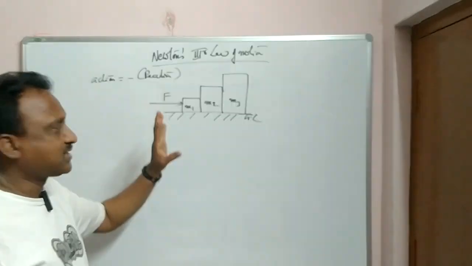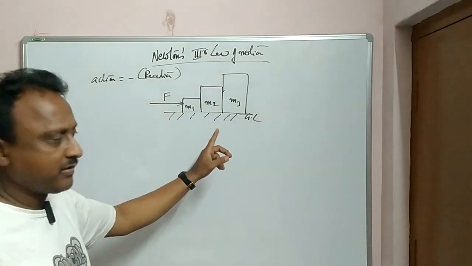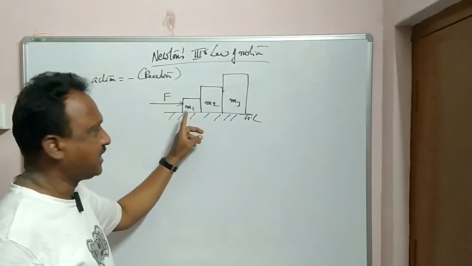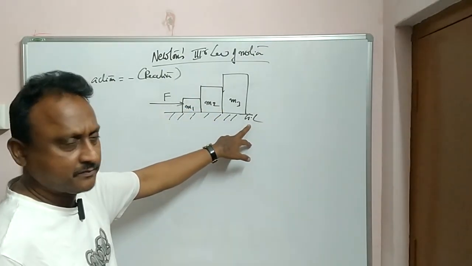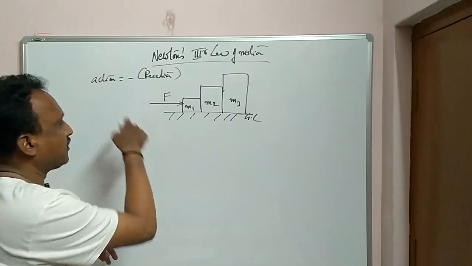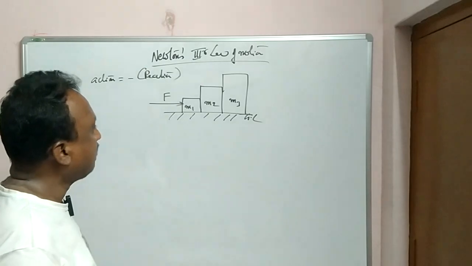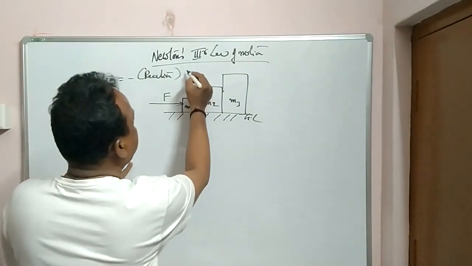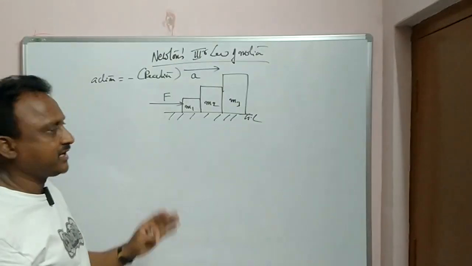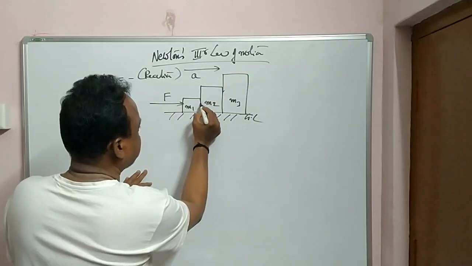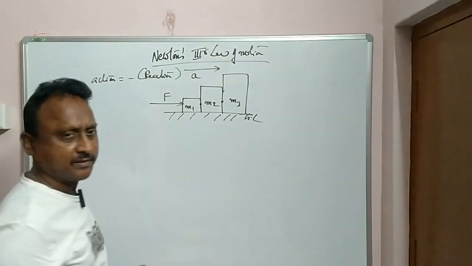Now let us explain the third law very clearly by using some blocks. On the board you can see there are three blocks, M1, M2, M3, resting on a ground surface. A horizontal force, for example F, is applied on body M1. In such cases, how do we calculate the common acceleration and also the contact forces between M1, M2 and also M2, M3?